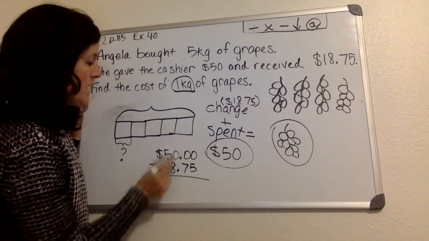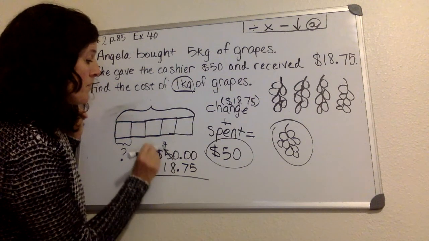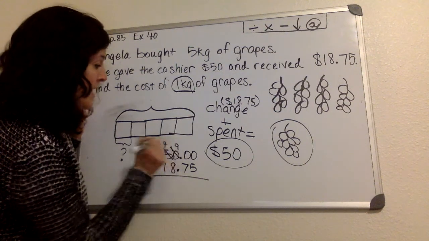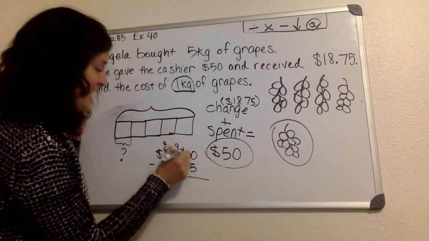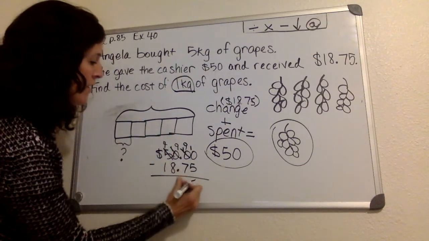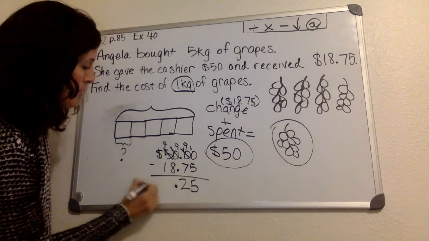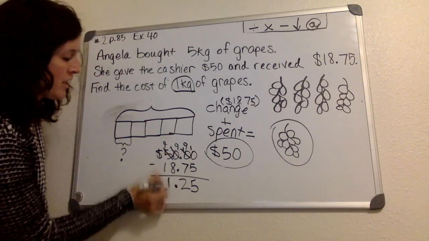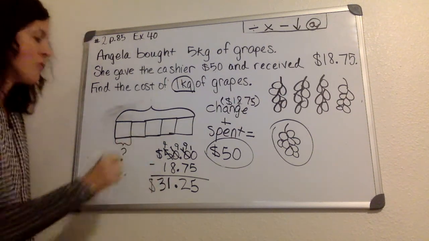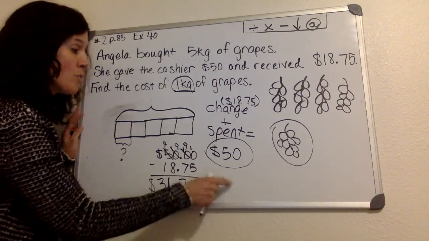We've got a lot of zeros in here, so I'm going to go ahead all the way over here and borrow. 5 minus 1 is 4. This becomes a 10. 10 minus 1 is 9. This becomes a 10. 10 minus 1 is 9. This becomes a 10. 10 minus 5 is 5. 9 minus 7 is 2. Oh, and don't forget that little decimal. 9 minus 8 is 1. And 4 minus 1 is 3. Now I'm going to bring that little dollar sign down. $31.25 is what I spent.